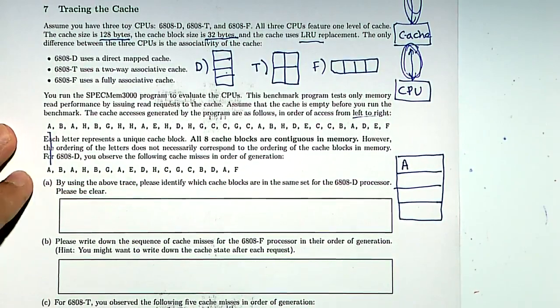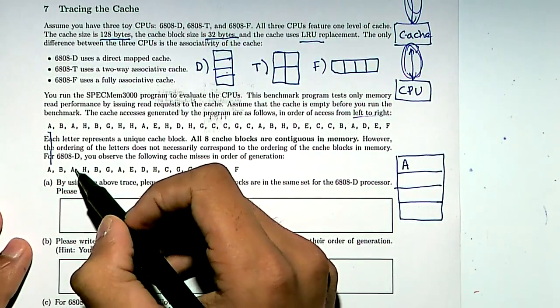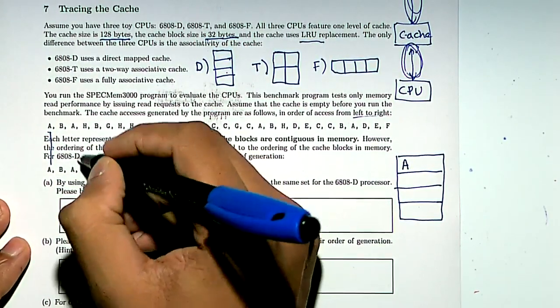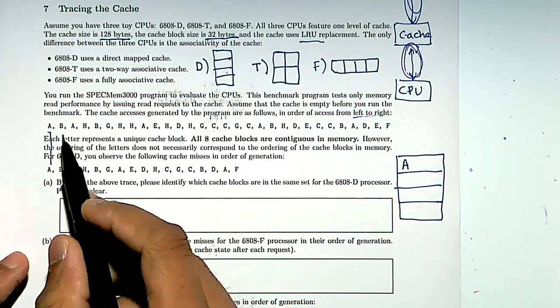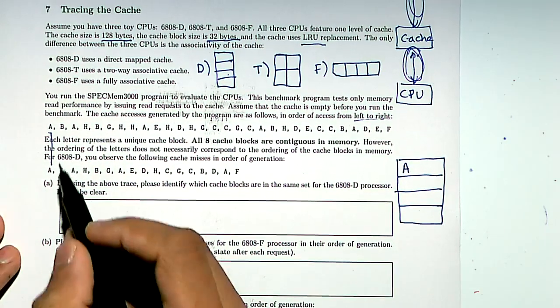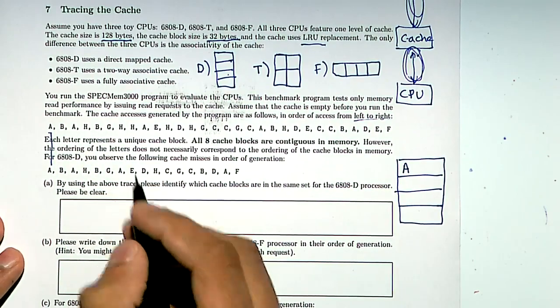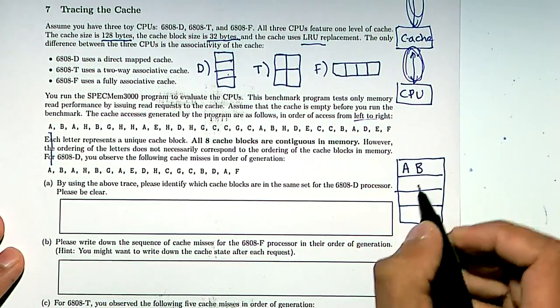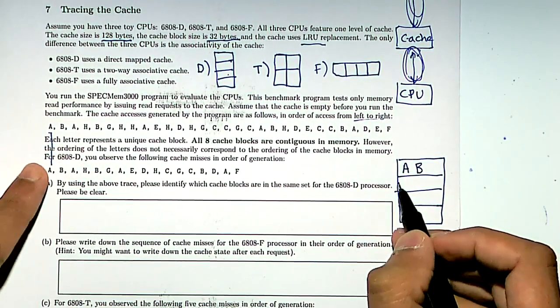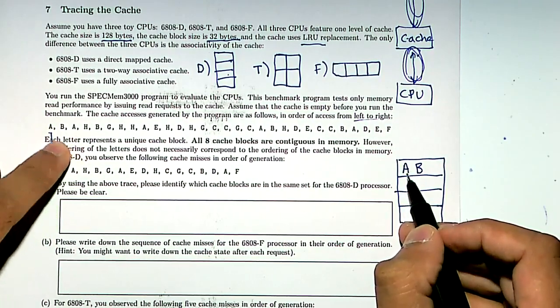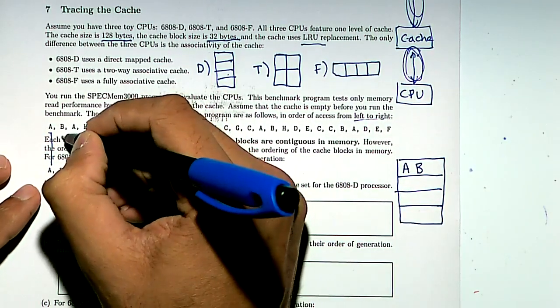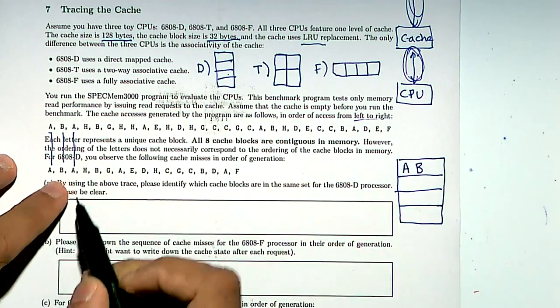Then the program requests A again. And A appears to generate a miss. And so this means that A was kicked out of the cache when B was brought in because B has been the only thing in between. And so that tells us that A and B have to belong to the same set because when B was brought in, A was kicked out, and then A comes back in and generates another miss. So this sequence of misses comes from these guys.